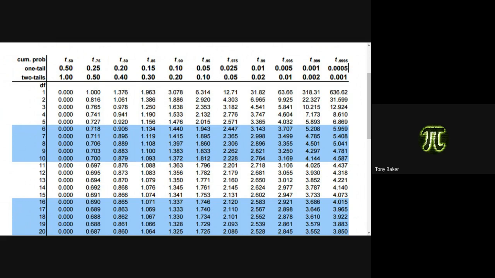Your book is one tail, so you would just cut it in half for the two tails. So we're looking at 0.05. So we're looking at this column right here. And it says a degrees of freedom of 13. They already gave me my degrees of freedom, so we do not have to actually do the calculations for that. So we're going to go down to 13, and we're going to go over to the 0.05, and we're going to get 1.771.